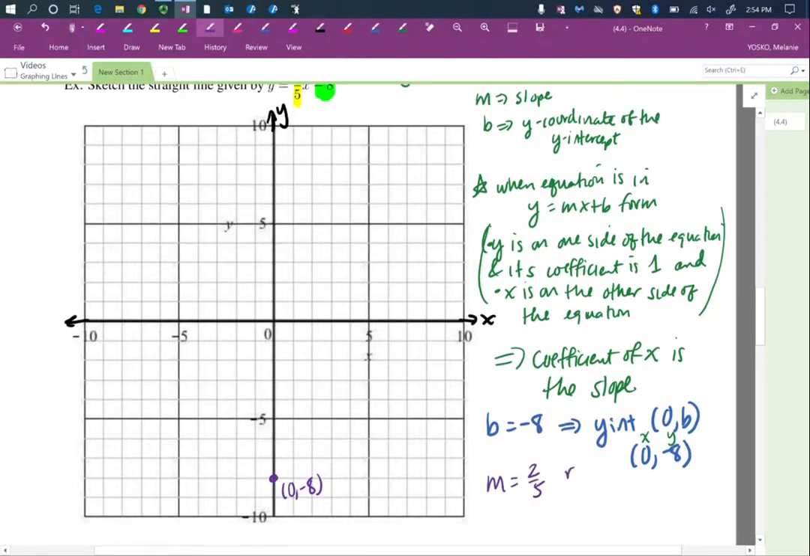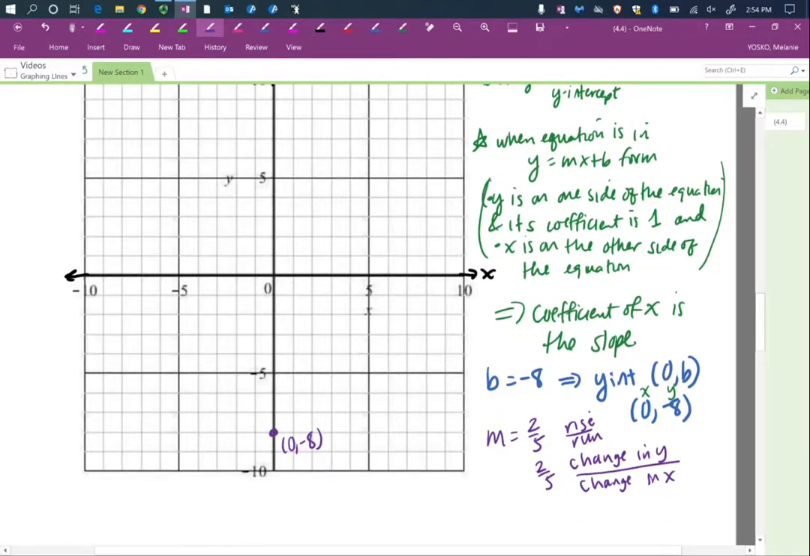Okay, but we said our slope was 2/5. But remember, slope is rise over run. You could also think about slope as change in y over change in x. Okay, and I'm going to add a little bit to this. I'm going to make this a +2 and a +5. So that means we start out at some point that we know is on the line, like 0, -8. Then we're going to go, if I have a +2, we're going to go up 2. And if I have a +5, that means we're going to go right 5. Both of these pluses mean the change in each of these is going to be positive.